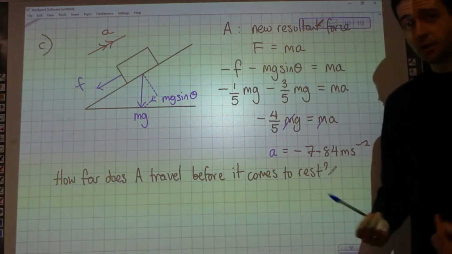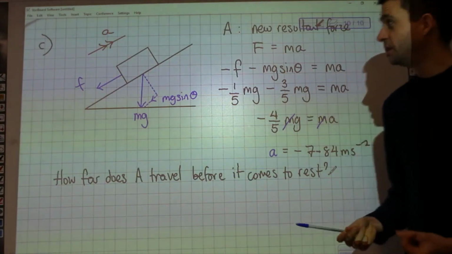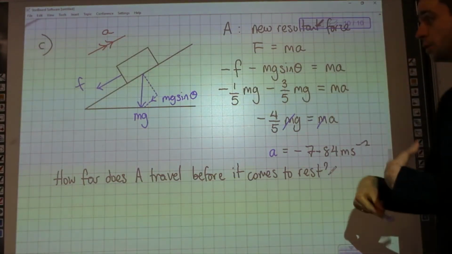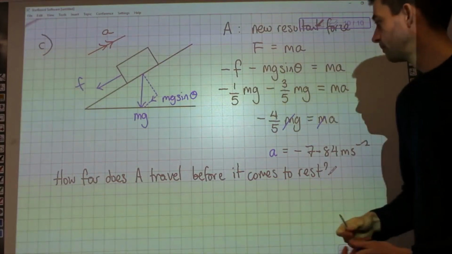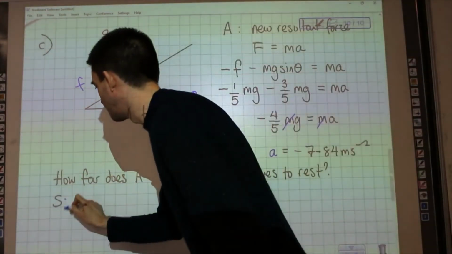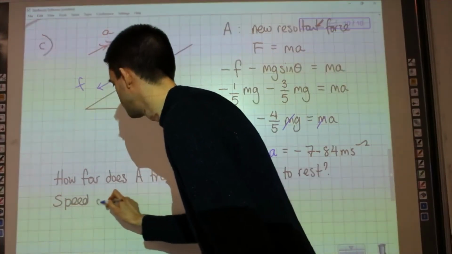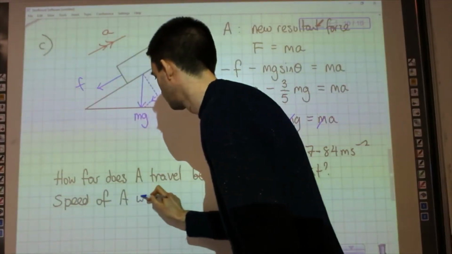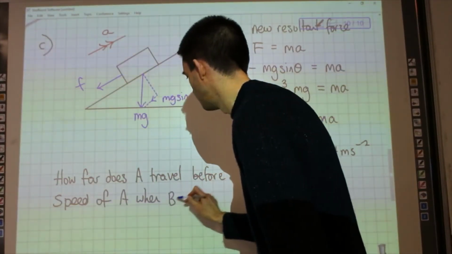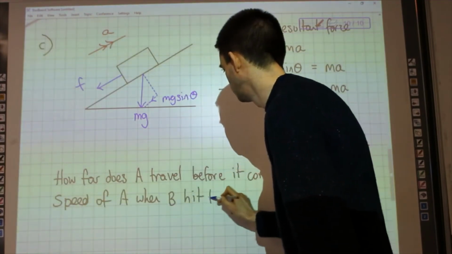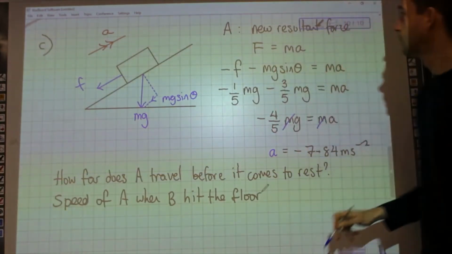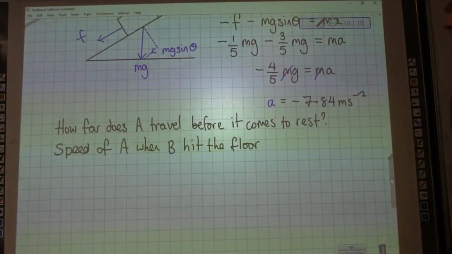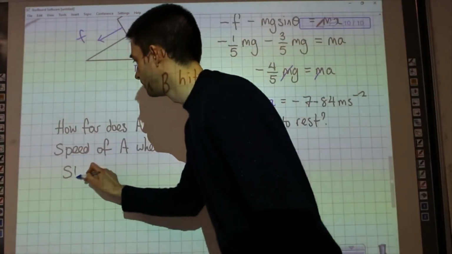At the moment, we don't have enough information to answer that question, because what we need to know is, what speed was A doing at the point when B hit the floor? So we're now going to calculate the speed of A when B hit the floor. And this is a Suvat scenario again.